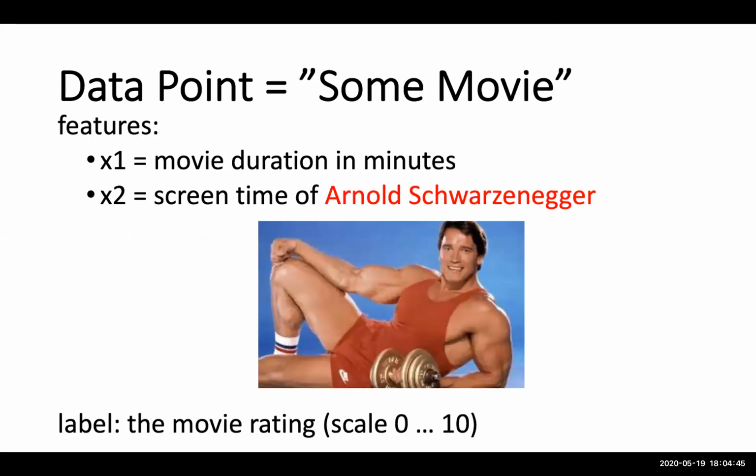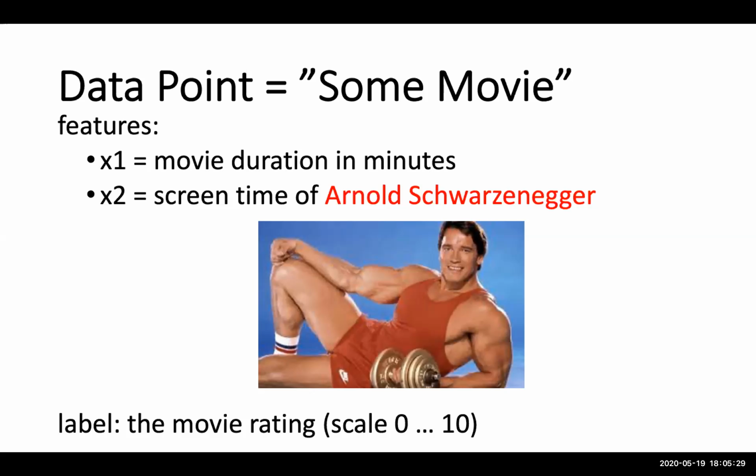For example, a data point could represent some movie. Two features could be the duration of the movie in minutes, and another feature, X2, the screen time of a famous Austrian actor, Arnold Schwarzenegger. For those of you who still know him, you might be too young for this. However, he was quite popular in the late 80s and 90s. Based on these two features, we would like to know the movie rating. So how good is the movie on a scale from 0 to 10? So this is one data point.